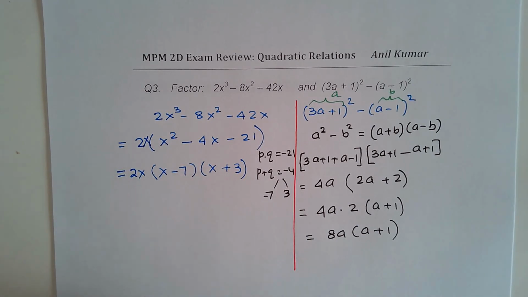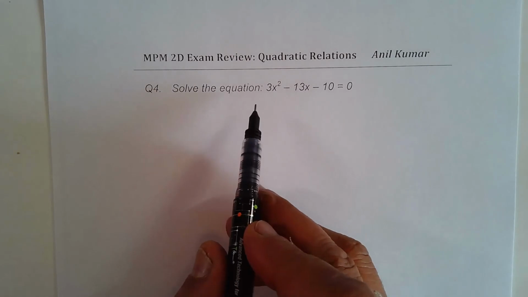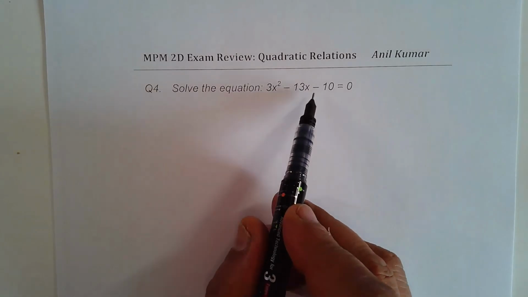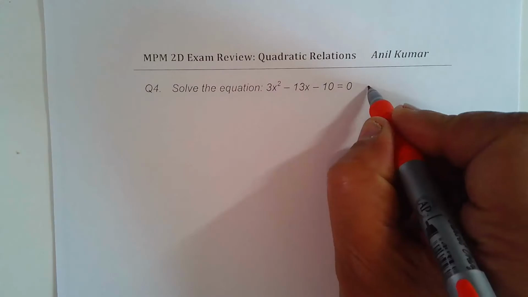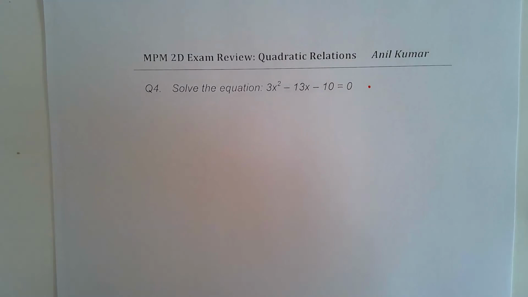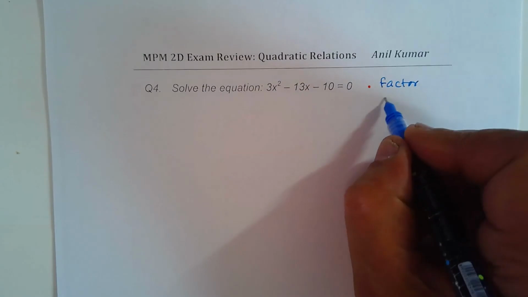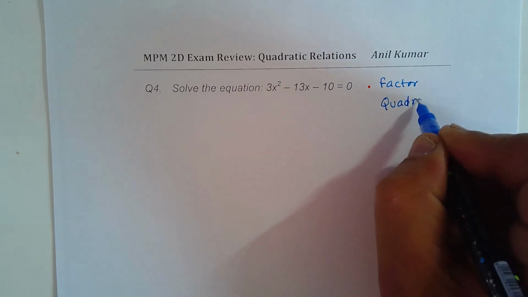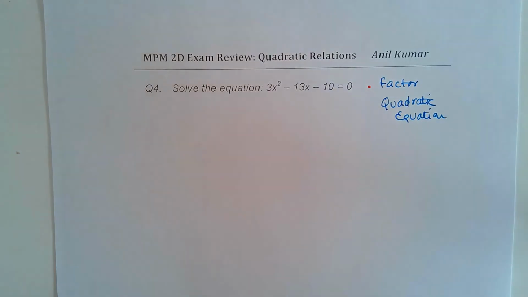Now let's take the next one, which is question number 4 for us. Solve the equation 3x squared minus 13x minus 10 equals 0. Now this type of equation can be solved by a couple of methods which you have learned. One of them is the method of factoring, so you could factor and get the result. You could use the quadratic equation also.